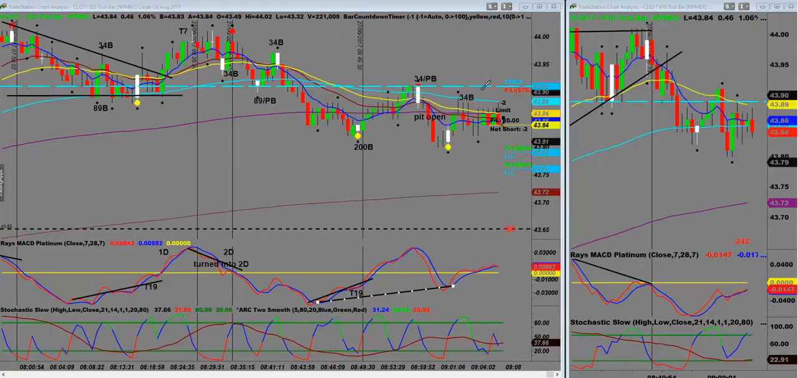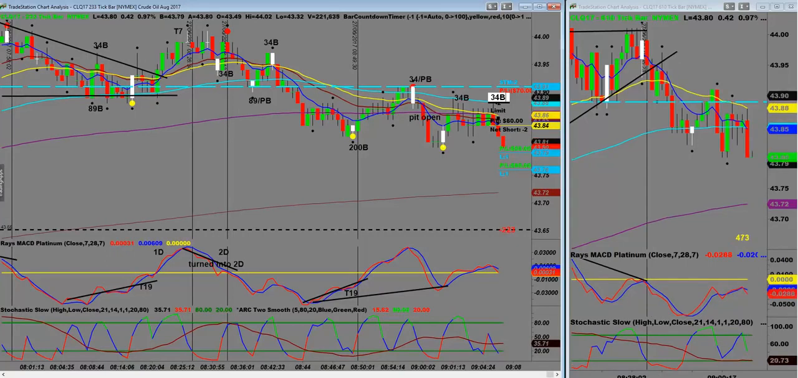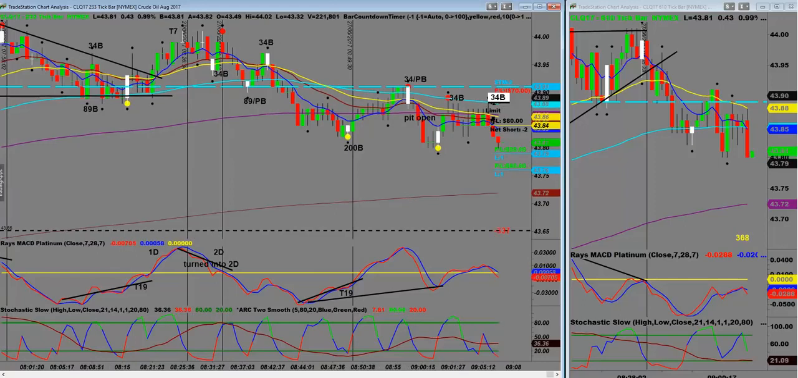So short as a 34B here. Still early after a pit open, but I have got a fanning of the EMAs. Just looking at taking out this little low here. Be good to take that out. So you can see here over on the anchor chart, we've got this little low here, this little bottom, so we want to get past there.